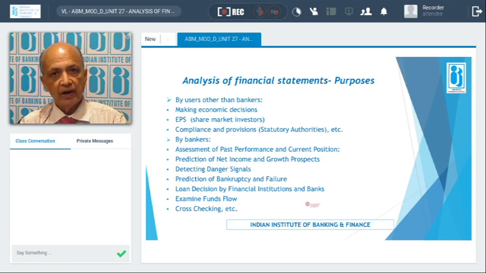Examine fund flow. Another area is fund flow. Fund flow means the funds the bank has already disbursed: whether the purpose for which they were disbursed has been met or not. Suppose this money has been utilized for acquiring some fixed asset which is not needed for the unit, then it is a diversion. If used for any unrelated activity, then it will lead to siphoning of the funds, which is a criminal offense. These things can be seen from the fund flow statement.